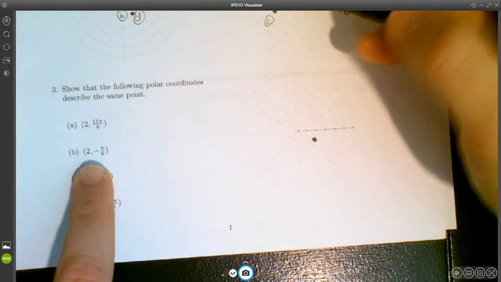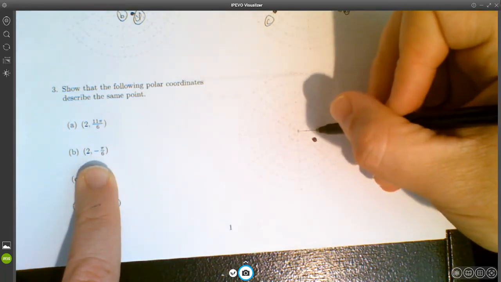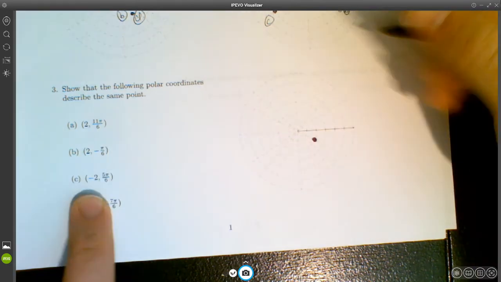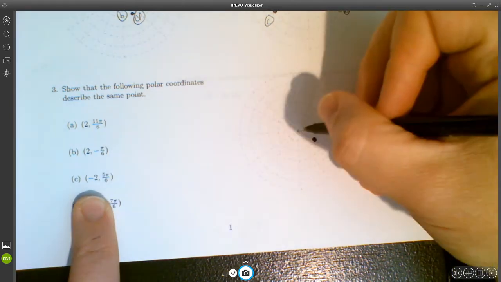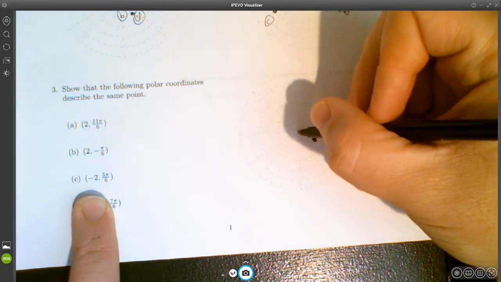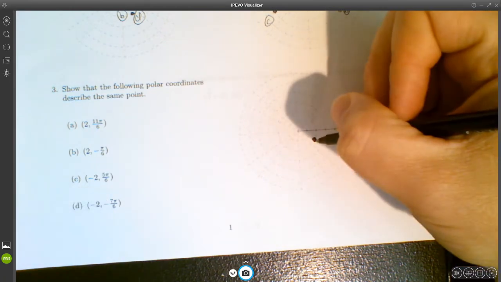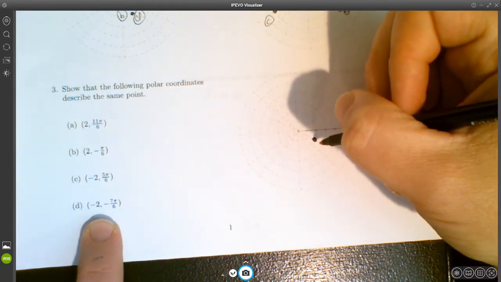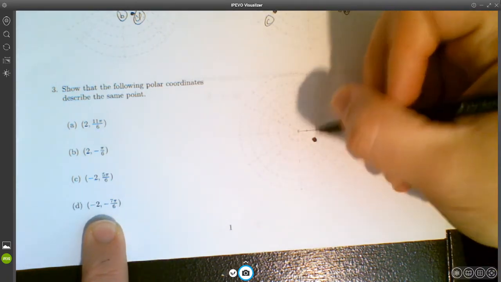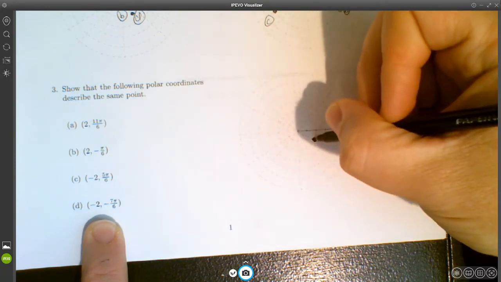Now part B is asking for 2, -pi over 6. So 2, -pi over 6. Sure enough, same point. Part C is asking for -2, 5 pi over 6. So 5 pi over 6 is right here. And then for -2, we go in the opposite direction, and sure enough, land at the same point. Then finally, -2, -7 pi over 6. So -7 pi over 6, there's pi over 6, -pi over 6, -5 pi over 6, -7 pi over 6, and then -2.